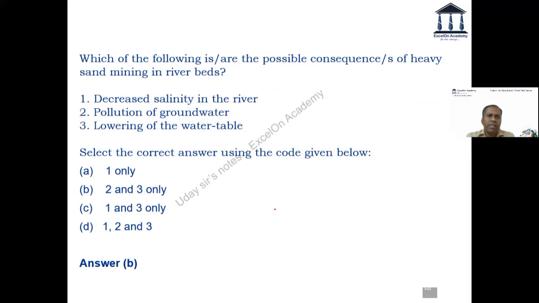Which of the following are the possible consequences of heavy sand mining in river beds? Sand mining means, you know that, no? When the river is dried, people go in and take truckloads of sand, because sand is an important construction material.